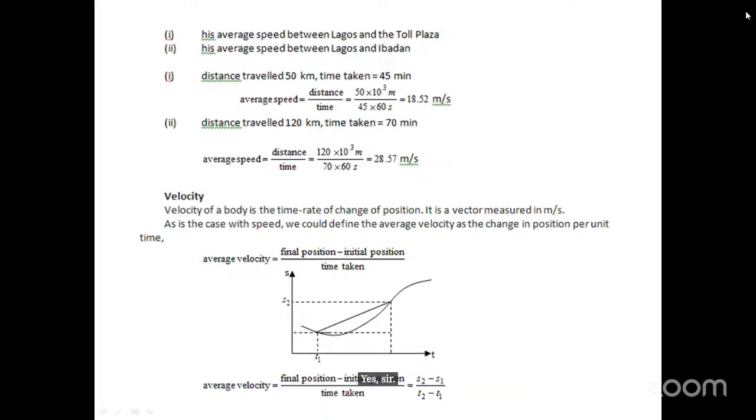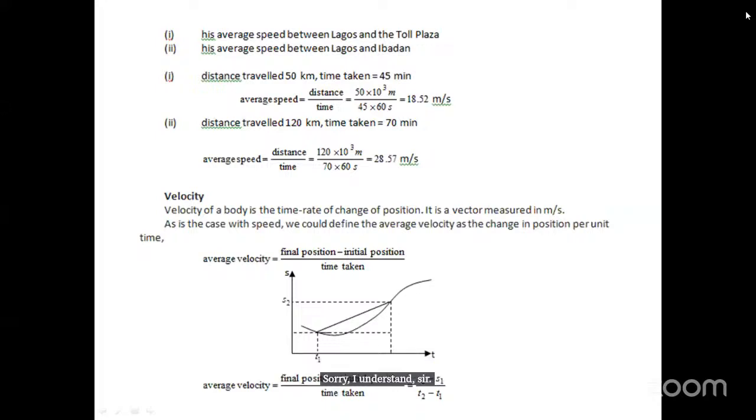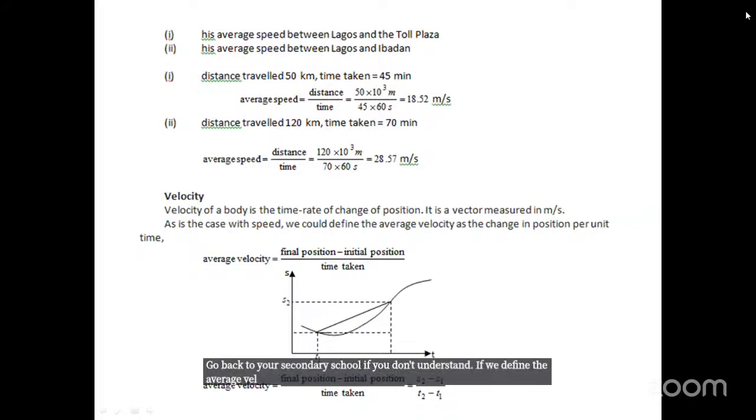Now, let's take a look at velocity. Velocity is the time rate of change of position. It is a vector, measured in meters per second. As in the case with speed, we define the average velocity as the change in position per unit time. So average velocity is final position minus initial position over time taken.